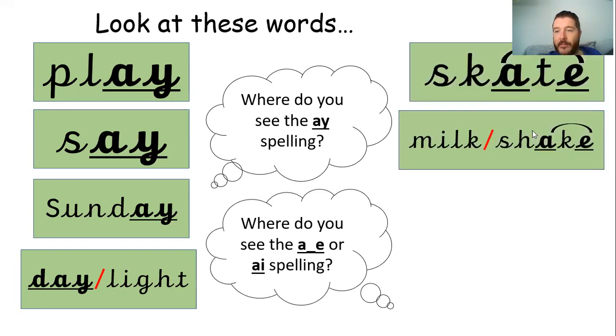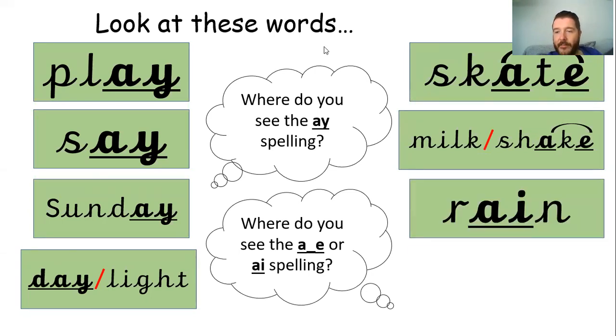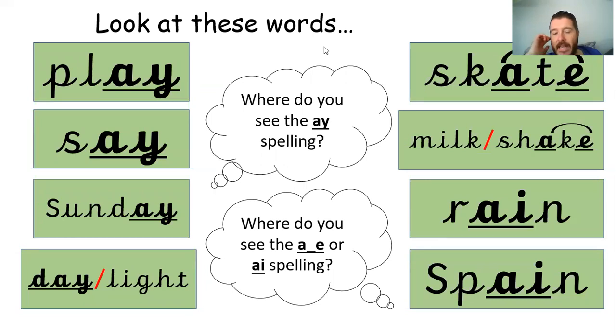Now, let's look at these ones. Skate, milkshake, rain, Spain. So where do you see the A split E or the A-I sounds? Have a look. They're in the middle, aren't they? They're in the middle of those words or sounds. So in skate, the A is in the middle. In rain, the A is in the middle. In Spain, the A is in the middle. But in milkshake, even though it sounds like it's at the end, in that syllable shake, it's still in the middle of shake. Okay? So that's the rule.